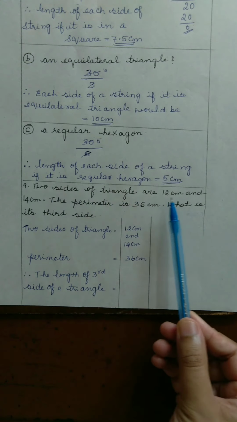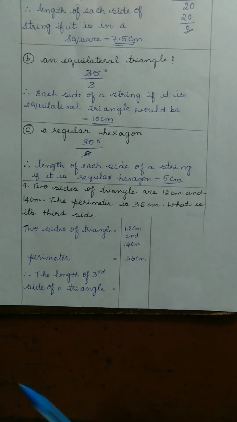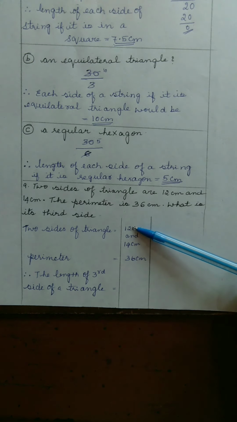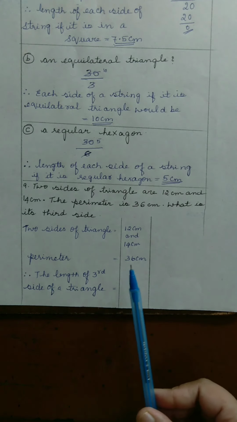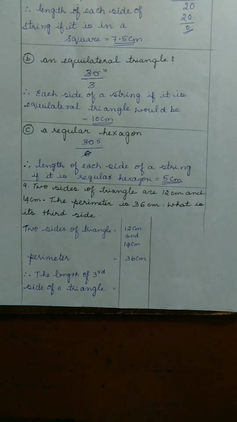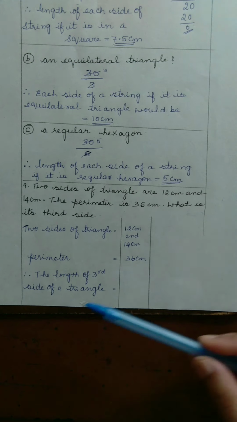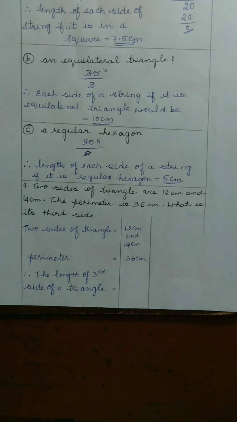Two sides of a triangle are 12 centimeter and 14 centimeter. The measurements of two sides of a triangle are given, 12 centimeter and 14 centimeter, and the perimeter of the triangle is given as 36 centimeter. Now, we need to find out the third side, because in a triangle we have 3 sides. Two side measurements are given and the perimeter value is given. Now we need to find out the third side.